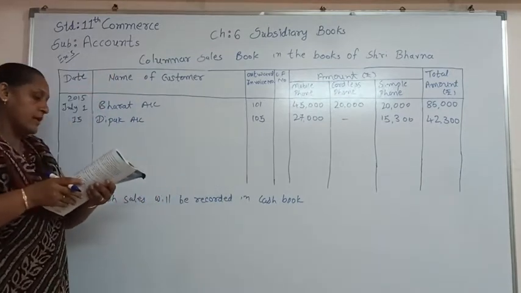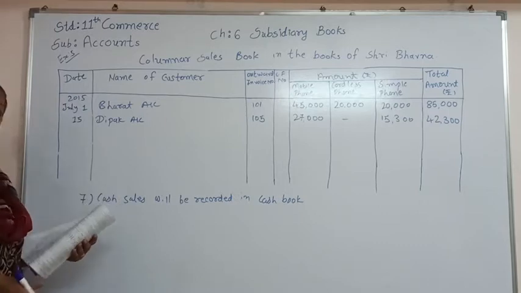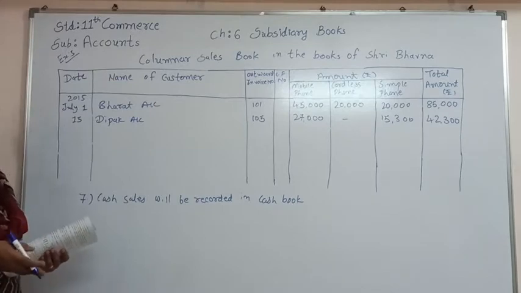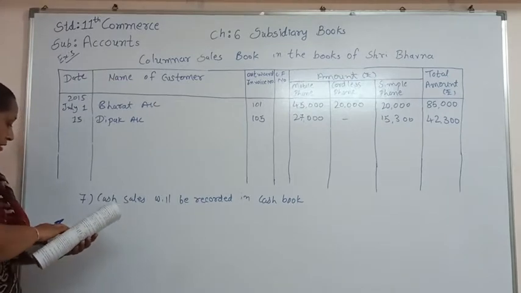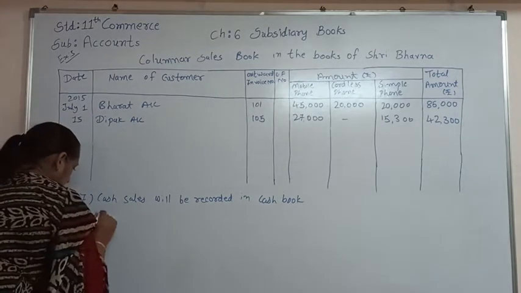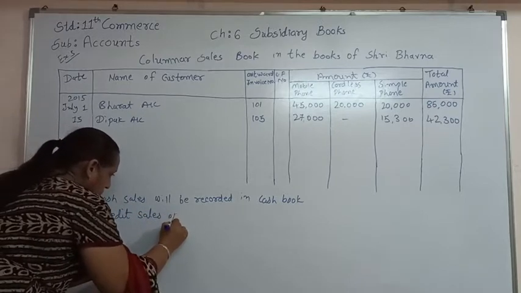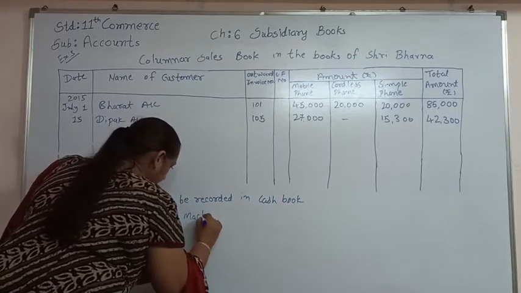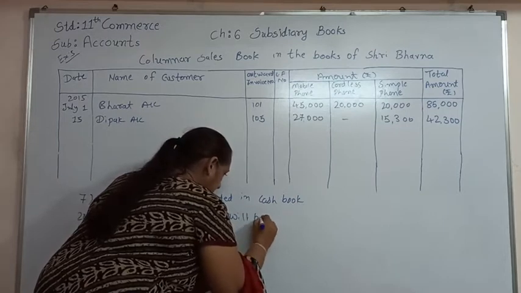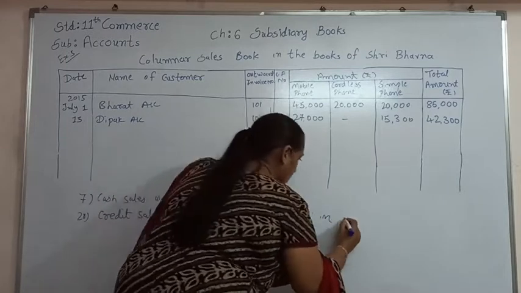Now let's see date number 20. A machine sold to Mahendra at rupees 12,000. Credit period is 1 month. So it is a sale of a machine, and that is a credit sale of a machine. It will be recorded in the journal proper. So for date number 20, in journal proper.